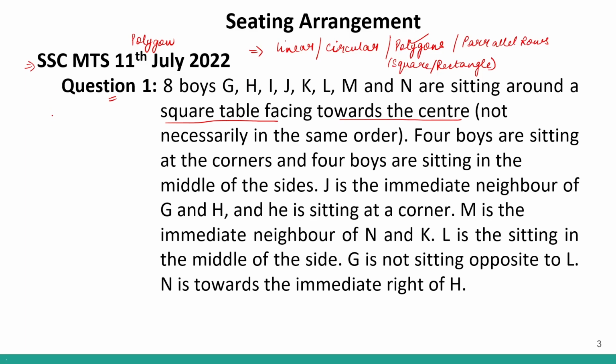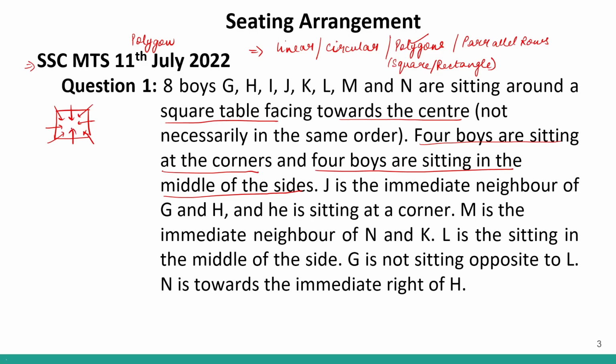So 8 boys sitting at a square table. So let's say this is the table. Okay. 4 boys are sitting at the corners and 4 boys are sitting in the middle of the sides. So everybody is facing the center. So there are 4 boys at the corners like this, facing towards the center. And there are 4 boys at the middle of the edge, or you can call it side, facing towards the center like this.